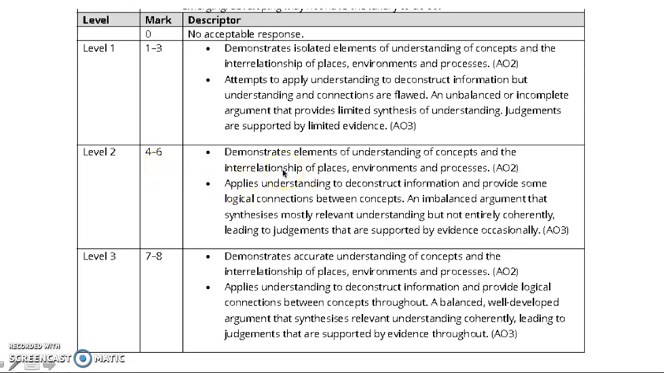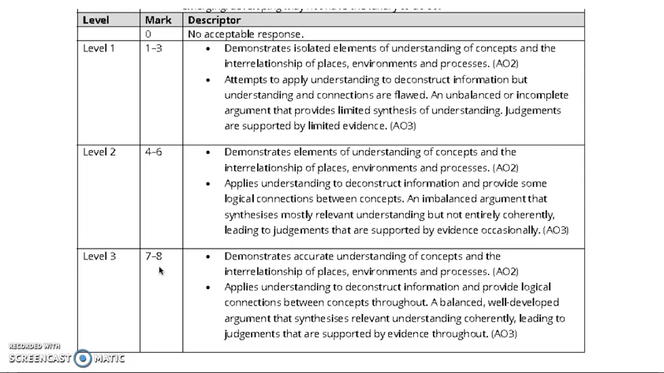Now, this is basically where you have got a pretty sound understanding. You've linked the information together, but maybe you've missed out the judgments or you've missed out any detailed evidence. If you're going for the 7 and 8s, then this would be, if you've got all the other knowledge and understanding questions right, this is going to get you that definite grade 9 if you've got everything else right.